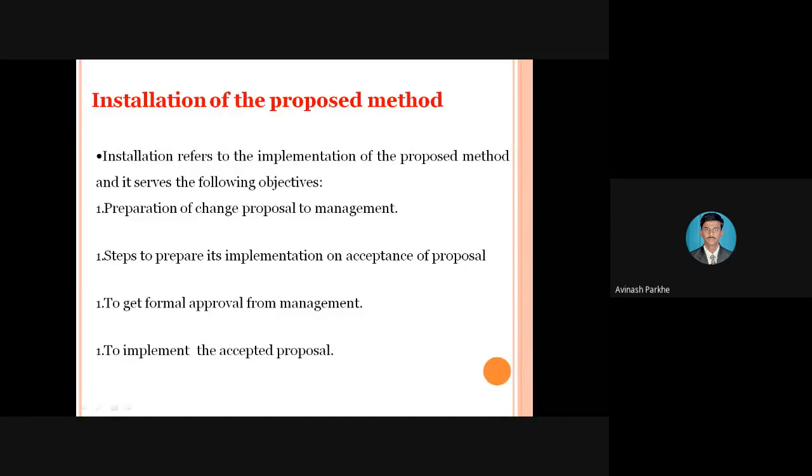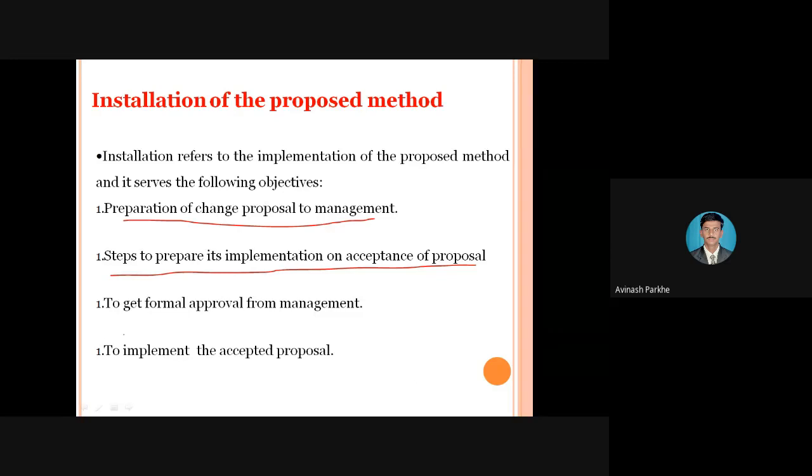So here, during the installation, we have to follow some objectives, that is, preparation of the change proposal for the management. Whatever method we have selected, we have to present in front of management. Then the second step is to prepare its implementation on the acceptance of the proposal. We have to prepare the steps, because if I have to implement that new method for further manufacturing, we have to prepare the steps: at the initial position, how the method will be implemented, at the second position, how it will be implemented.